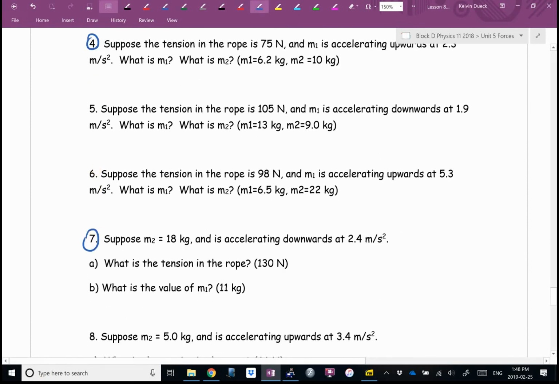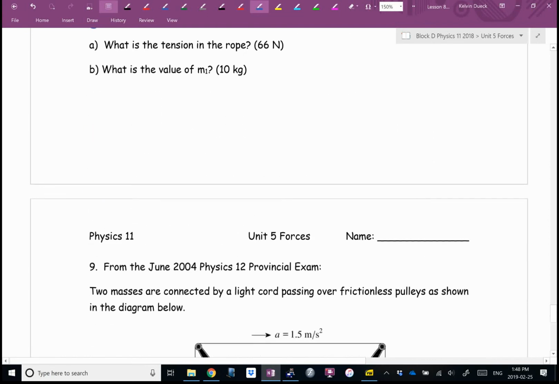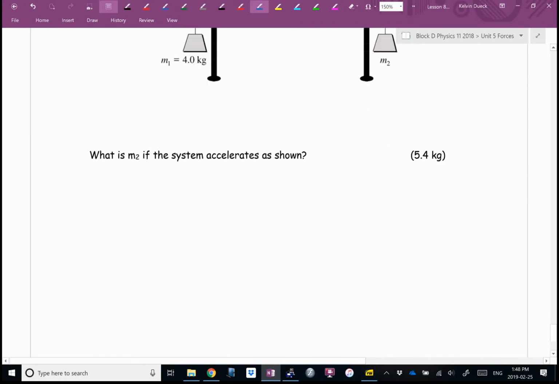I skipped 5 and 6. 7 is good. 8 is good. 9 is good. And I'm going to give you a take-home quiz. Quiz, please. This one has some teeth.